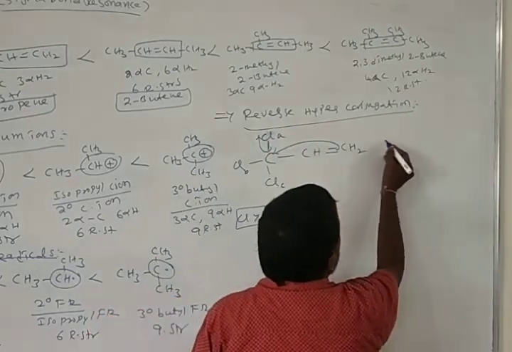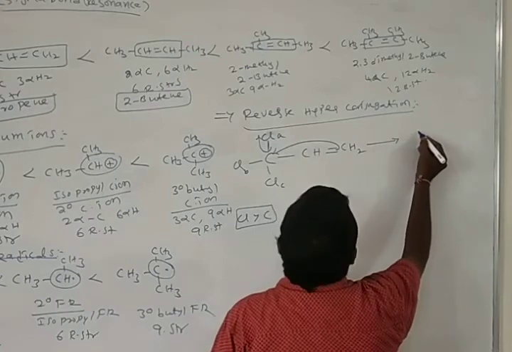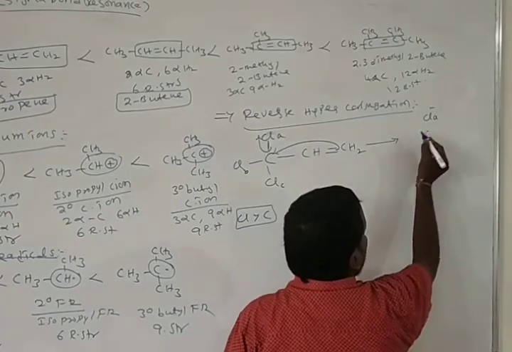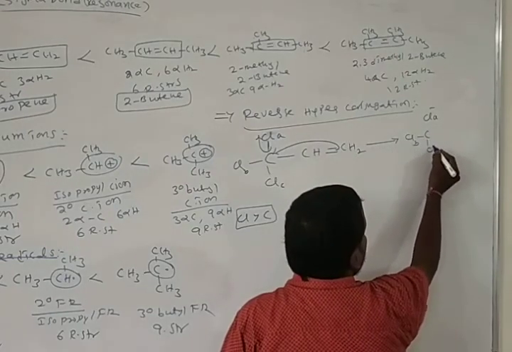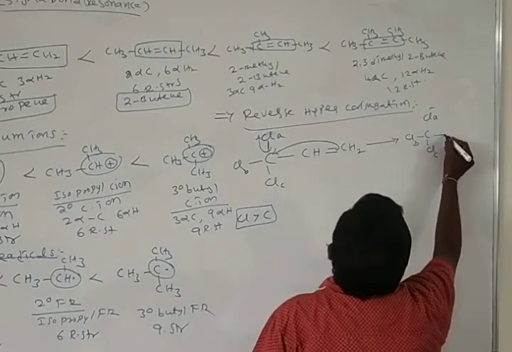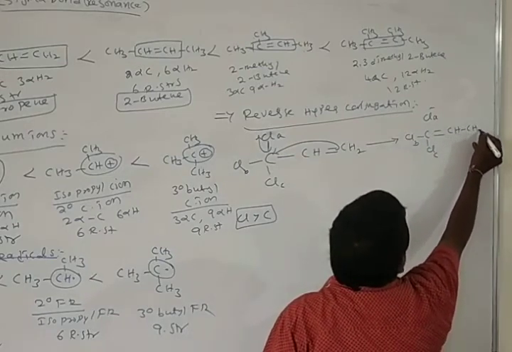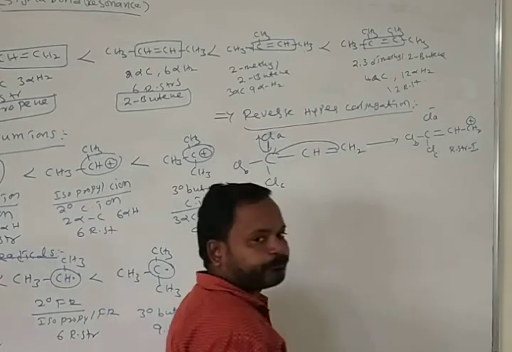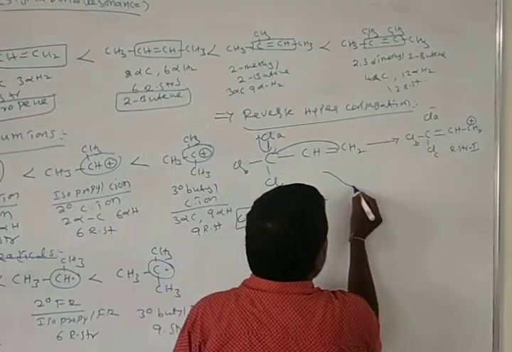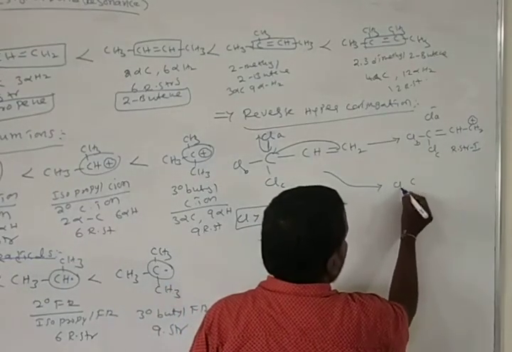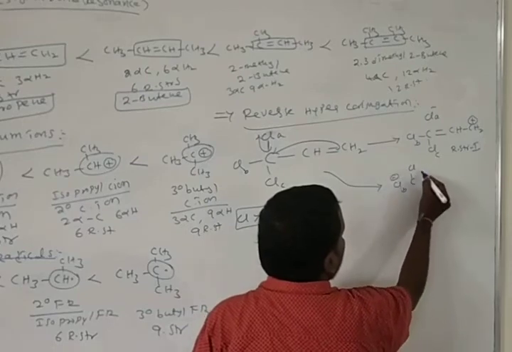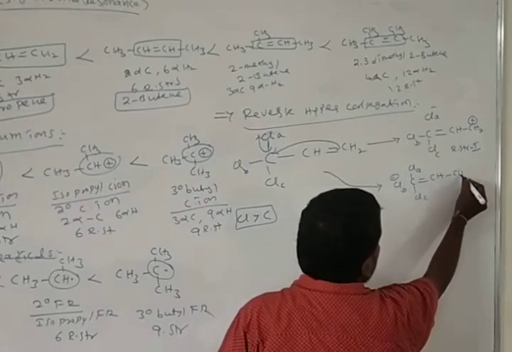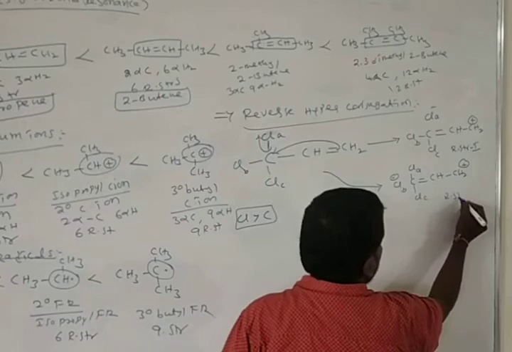Then what do you get? Here carbon, no bond, Cl minus. Here Cl B, Cl C, then double bond CH, CH2 plus. This is resonance structure 1. Next, Cl B minus, Cl A, Cl C, double bond CH, CH2 plus. This is resonance structure 2.